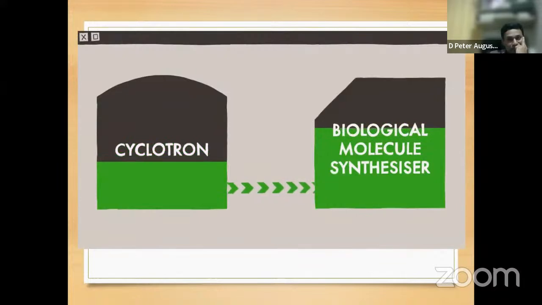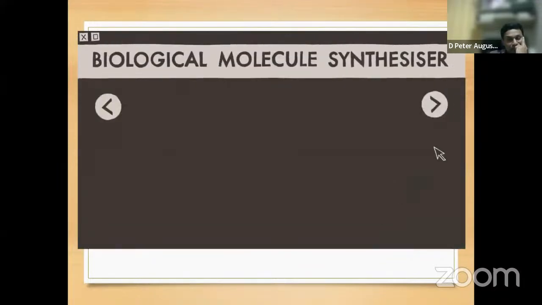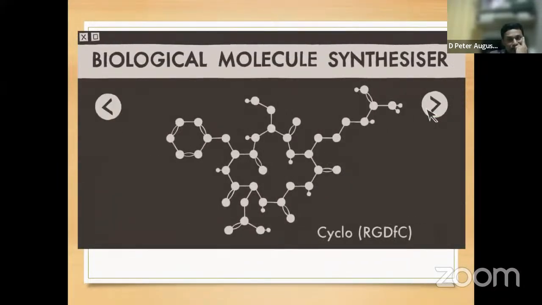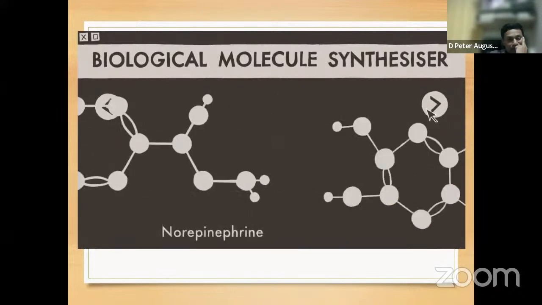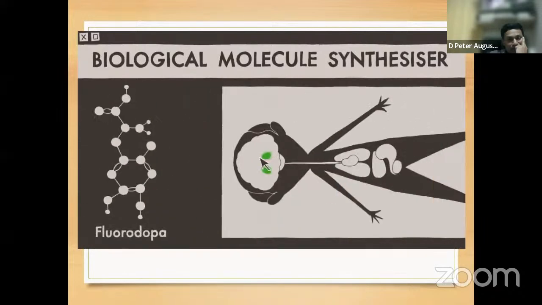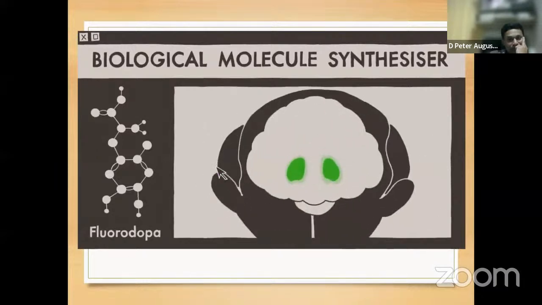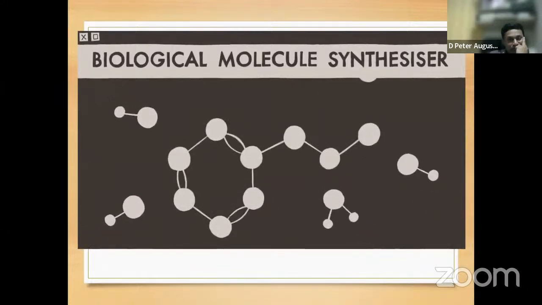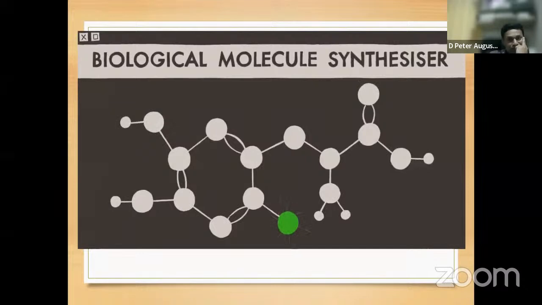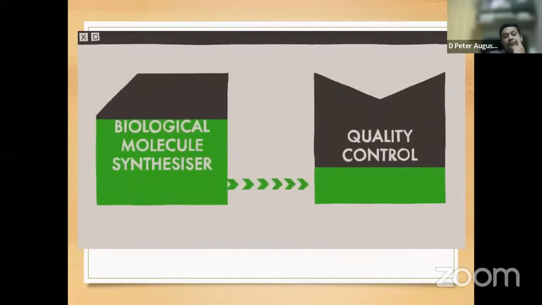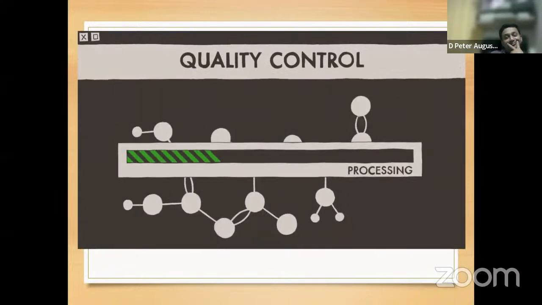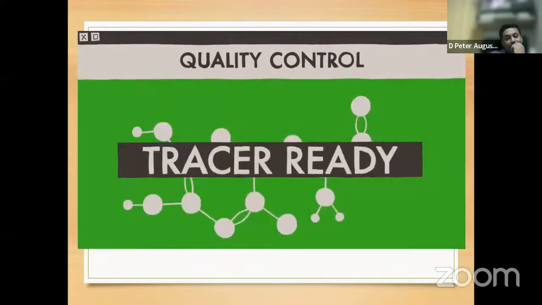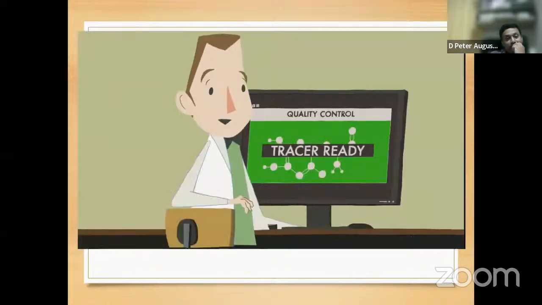This is what makes PET so unique. The molecule could be anything: a sugar, a protein, a hormone. Each one is tailored to a specific function in the body and will show doctors where in the body that function is happening. Dr. Miller's team runs special chemical reactions to create a tracer from a drug used in the brain. The new tracer must pass quality control. It is purified and checked that it will function properly. The tracer is ready to use. Good work, Dr. Miller.